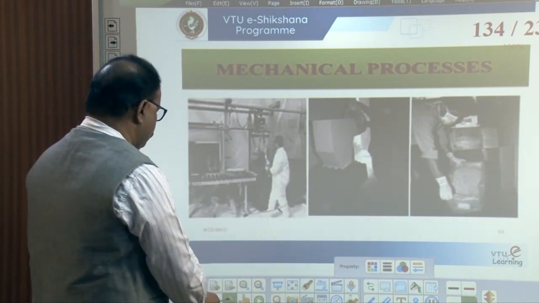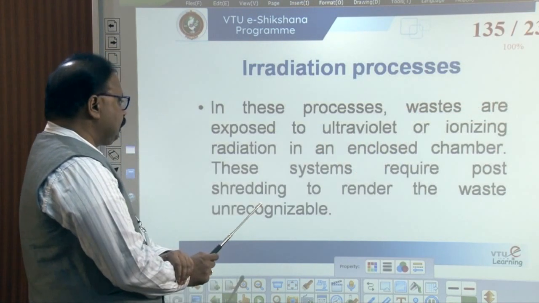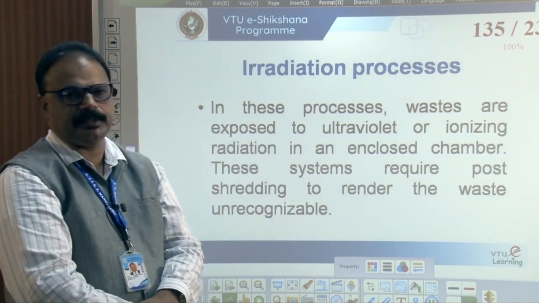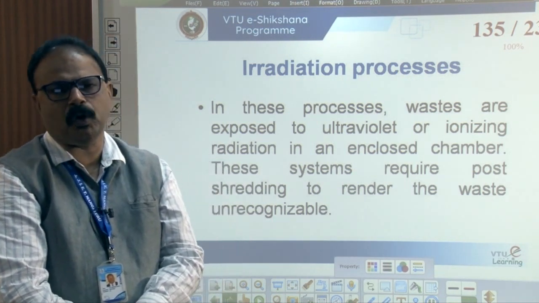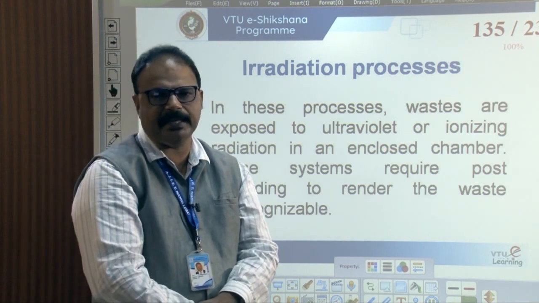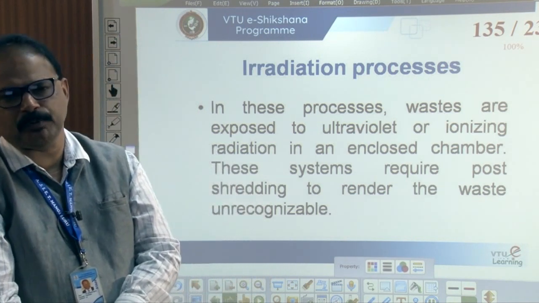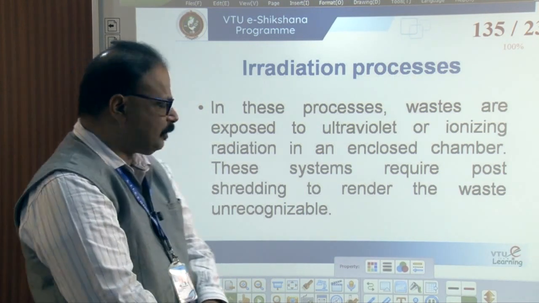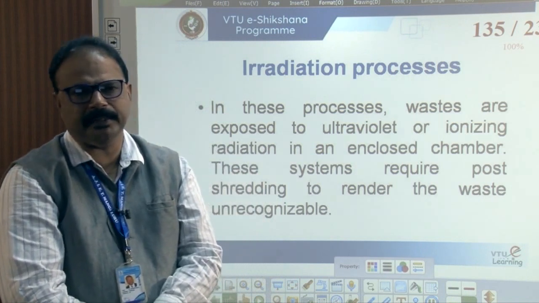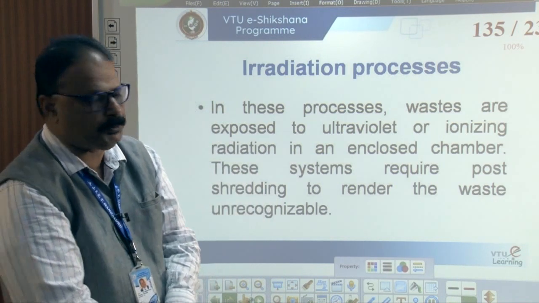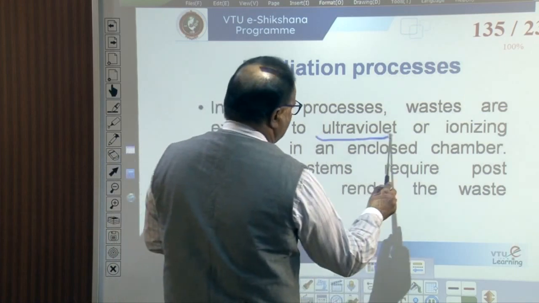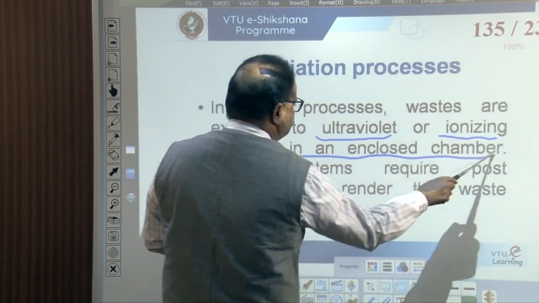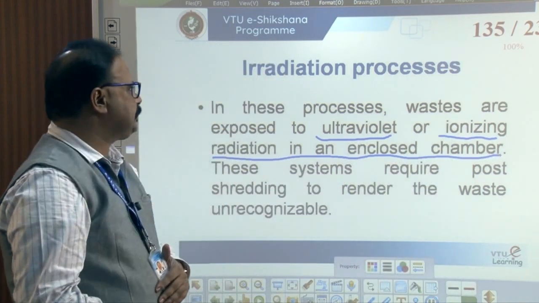Next, the last but one process is the irradiation process. In the irradiation process, the waste is exposed to ultraviolet or ionizing radiation in an enclosed chamber. This system requires post shredding to render the waste unrecognizable. This is very important.